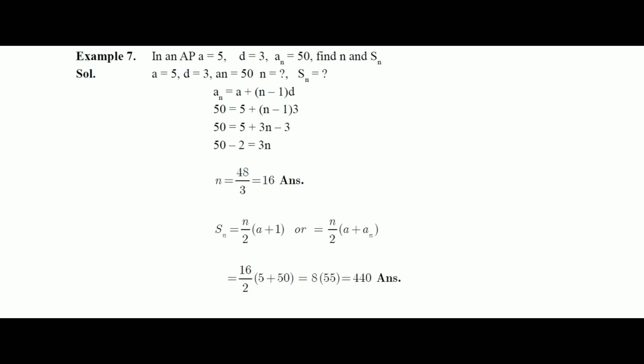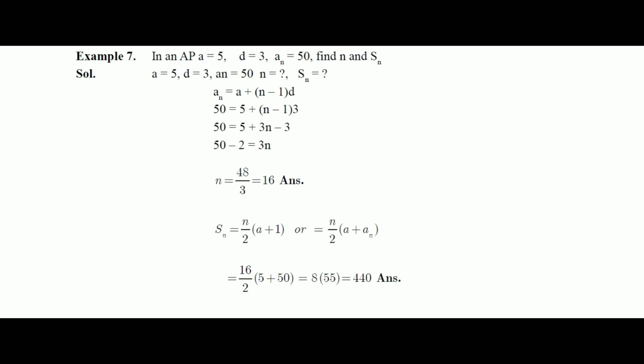Example 7. In an AP, a is 5, d is 3, an is 50, find n and Sn. Here the question is to find out the total number of terms n and their sum Sn. Now we see the solution. Given a is 5, d is 3 and an is 50. n and Sn are the question marks. We know the formula of an: an equals a plus (n minus 1) into d.